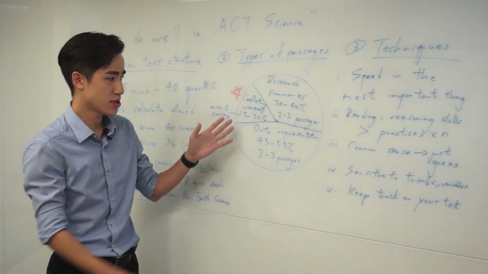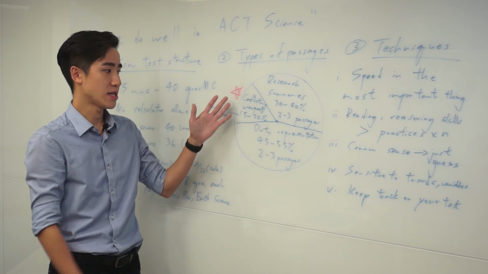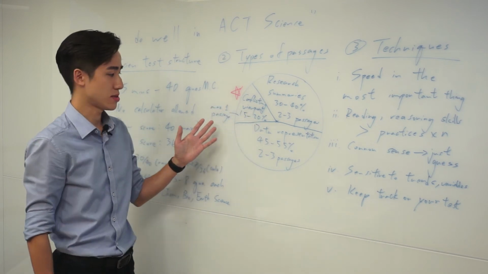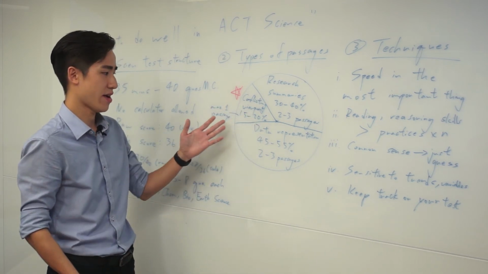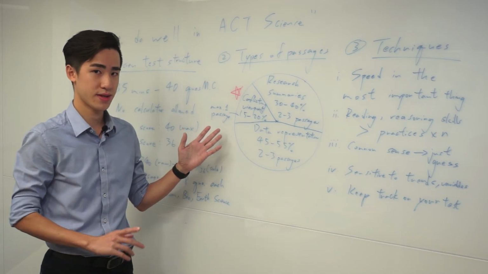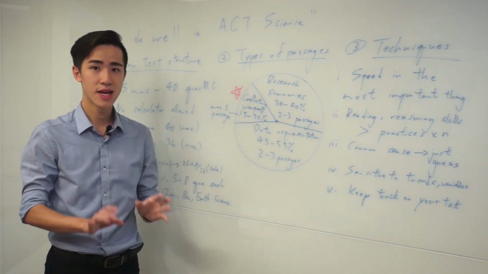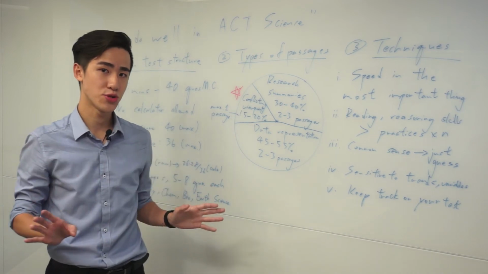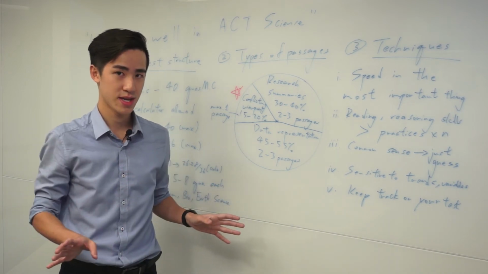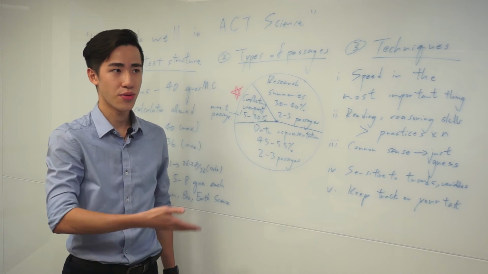And the third type, which makes up just a minority of it, is the conflicting viewpoints. Sometimes we can't find it, sometimes you have at maximum 1 passage of it. You can see I put a star here because this one will be the most time-consuming passage for many students. There are 2 to 3 scientists.